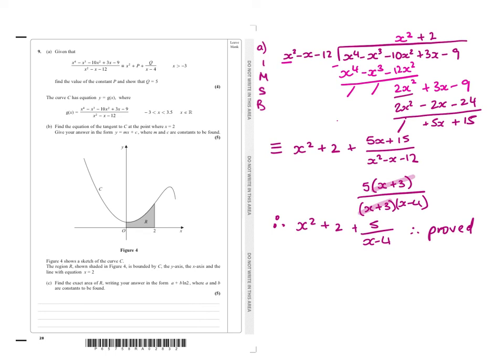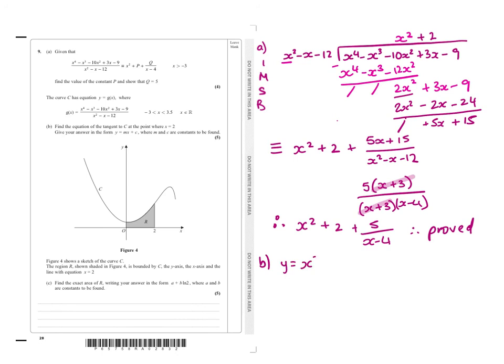Part B. The curve C has the equation y equals g of x, which we have just simplified up here. Find the equation of the tangent to C at the point where x equals 2. Give your answer in the form y equals mx plus c, where m and c are constants. So we need to differentiate to find the gradient function, substitute in x equals 2, so then we can find the gradient of the tangent, and then typical y equals mx plus c.